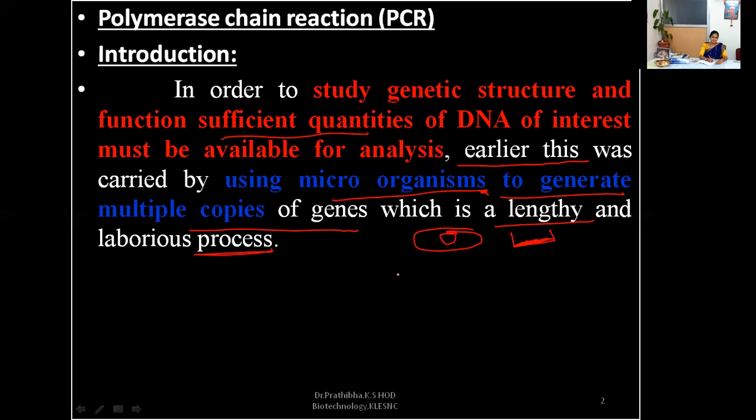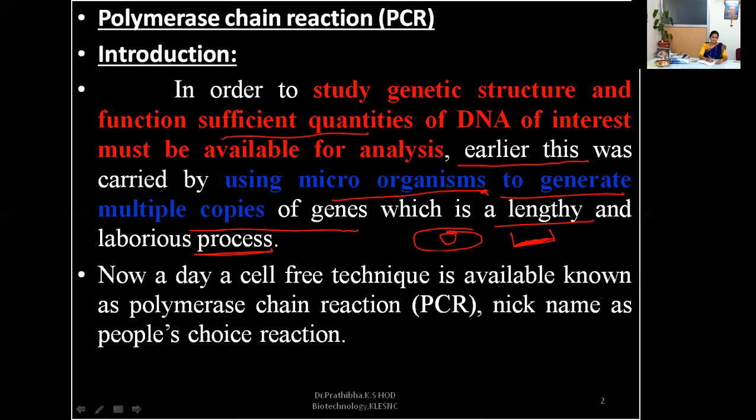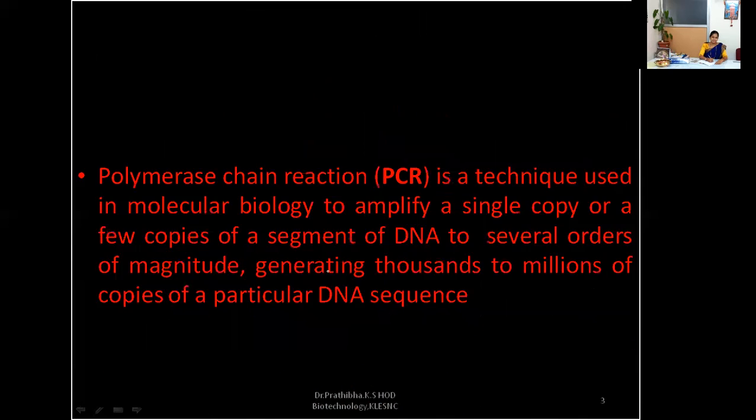So we are depending on a cell-free technique. It means nowadays a cell-free technique is available for the amplification of DNA, that is known as PCR, polymerase chain reaction, which is nicknamed as People's Choice Reaction. Why is this named People's Choice Reaction? Because this PCR machine can be seen in almost all research laboratories. That's why we have mentioned this as People's Choice Reaction.